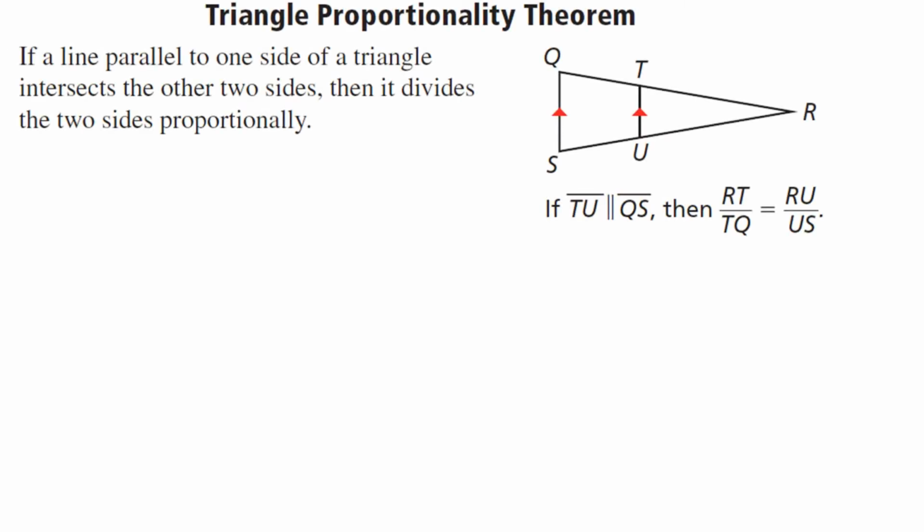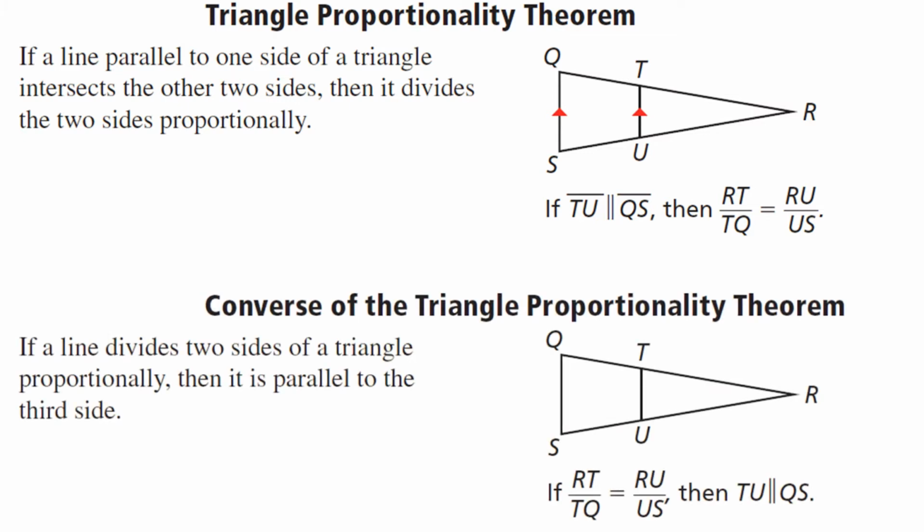Okay, the triangle proportionality theorem. If a line parallel to one side of a triangle intersects the other two sides, then it divides the two sides proportionately. All right, so I've got triangle QRS, a large triangle there. And then we've got TU, which is a segment parallel to QS. If those are parallel, then the ratio of RT compared to TQ has to be equal to the ratio of RU compared to US.